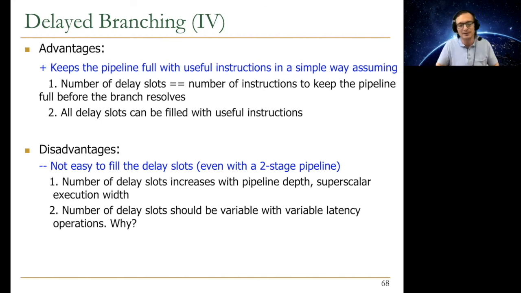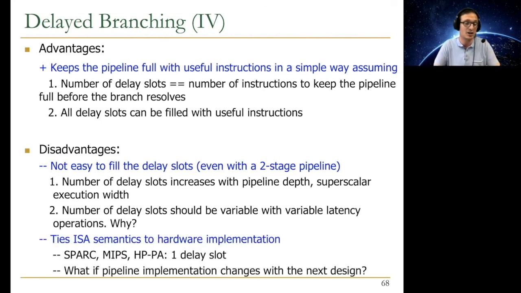As a result, people realized that this was a bad idea, basically, because you tie the ISA semantics to the hardware implementation. And by adding 1 delay slot, you don't accomplish anything. You just make hardware designers' life harder, software designers' life also harder. And if the pipeline implementation changes with the next design, you're not getting even more benefits going into the future.